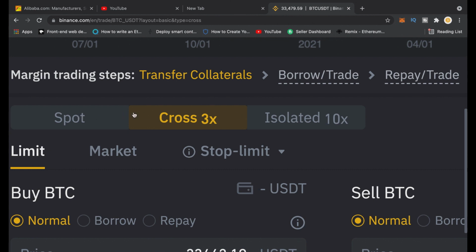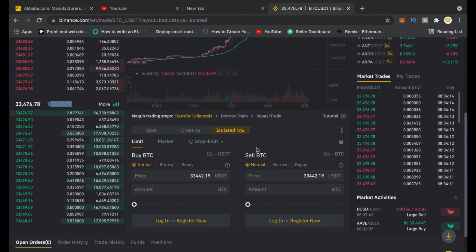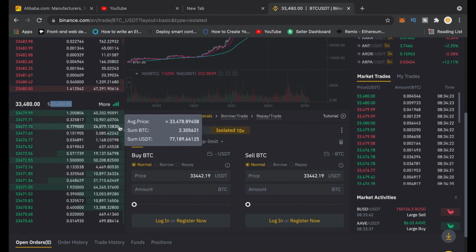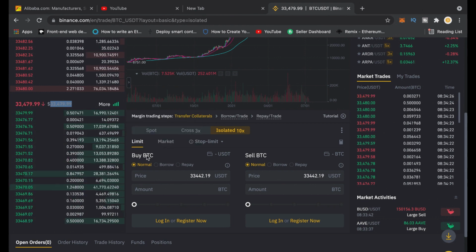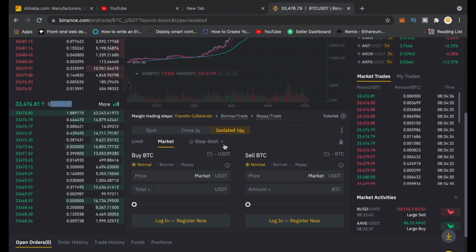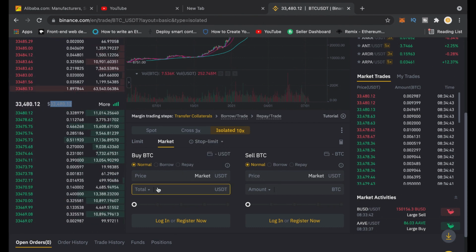So here is just a spot, cross 3x. It's talking about these margin trading features. Isolated 10x. Cross is like you're using the whole balance to trade. Isolated is like using some part of your balance to trade, stuff like that. So we normally have types of orders, which are limit, market, and stop limit. You understand? This order is just for you to buy at a specific price. This is just a market order, right? Buying at the exact market rate. With a stop limit order, you can set a stop limit at a special point: decide to buy, and when it gets to this, don't buy. So that's it.